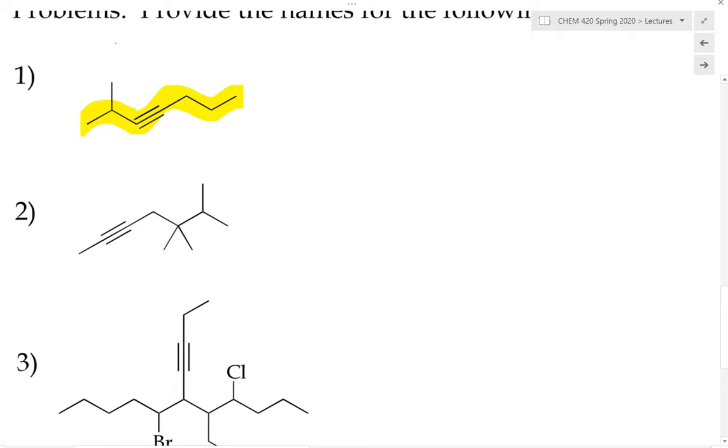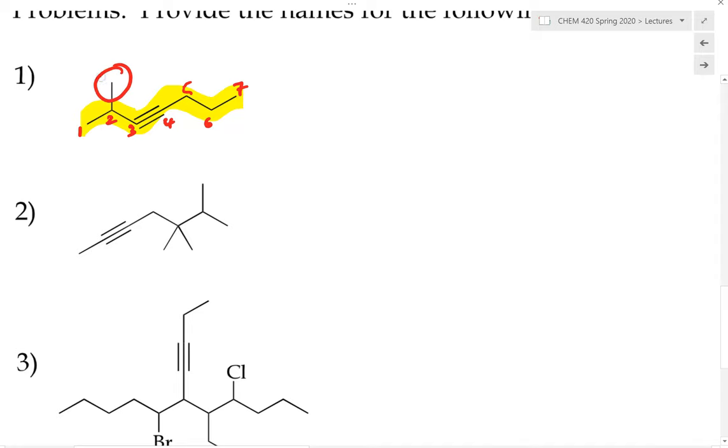And now, as for numbering the parent chain, we want to start from whichever side would give our triple bond the lowest number. So in this case, we would start number 1 on the left side. That way, by the time we get to carbon 3, that's where our alkyne would be. And this is 4, 5, 6, 7. Had we started from the other side, then by the time we get to our triple bond, it would be carbon number 4. So that would not be as good compared to starting on the left side.